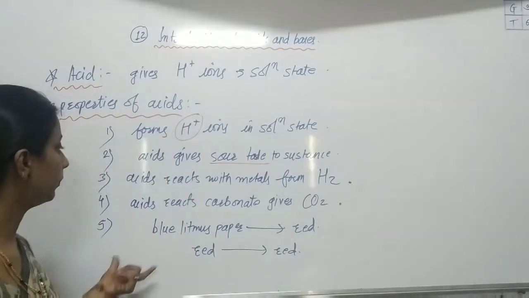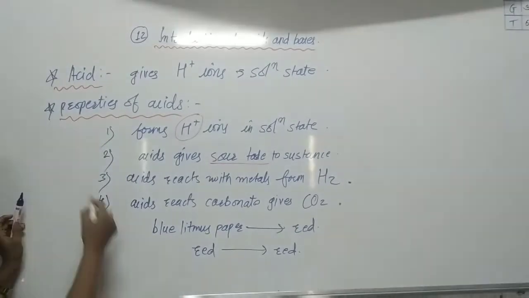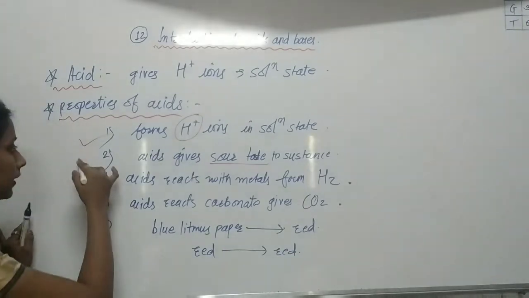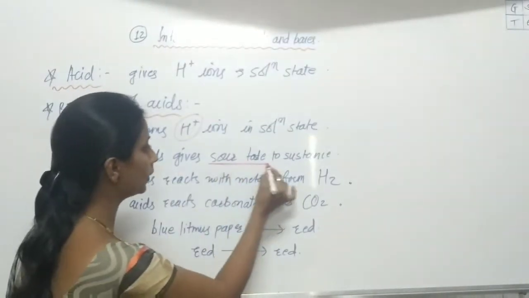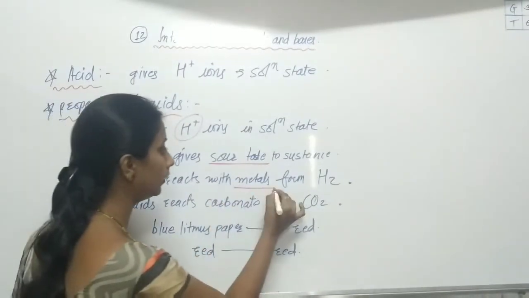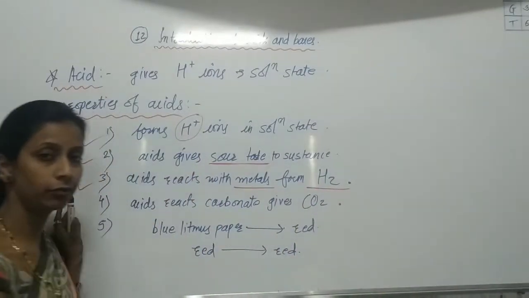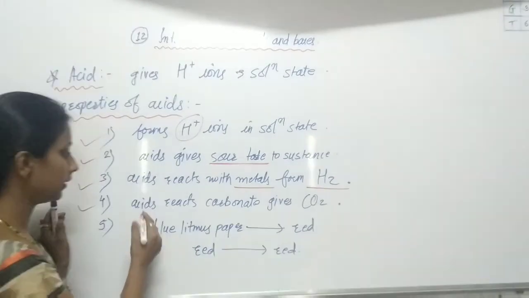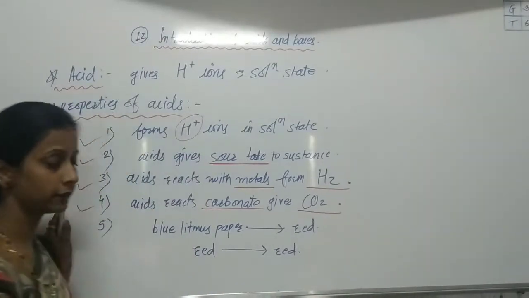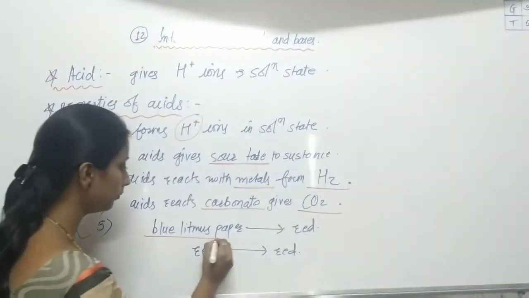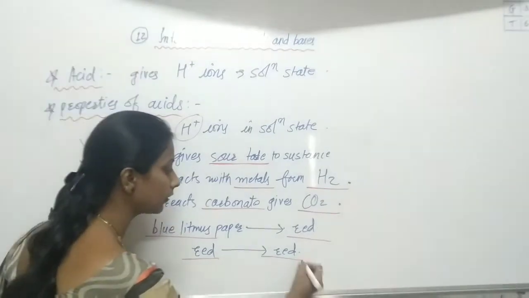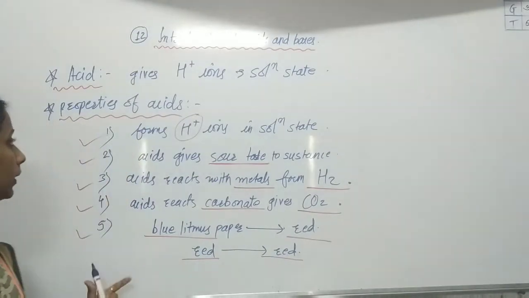So these are the properties of acids. First, it forms H plus ions in solution state. Second, it gives sour taste to the substance. Third, when acid reacts with any metal, it forms H2 gas, hydrogen gas. Fourth, when acids react with any carbonate, it forms CO2 gas. And last, blue litmus turns red in acids and red litmus remains red in acids. These are the properties of acid.